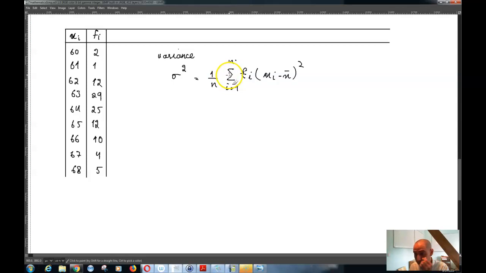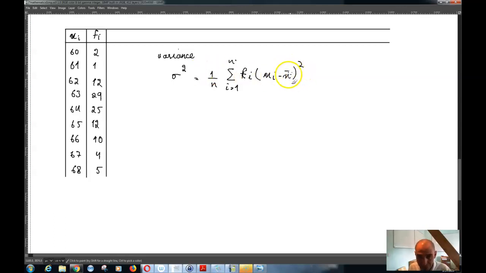Now over here, what you need to do is subtract x bar from each observation, and then raise that to the second power, multiply f of i into that whole thing, and then take the sigma of that, and divide the whole thing by n. Now over here you need to calculate x bar.